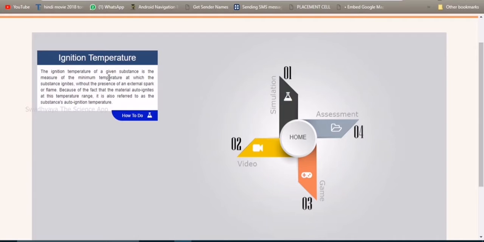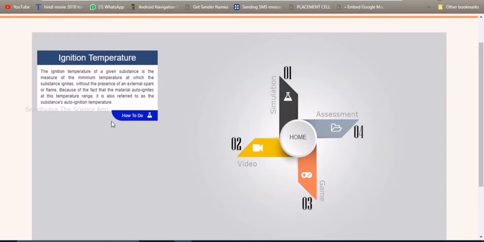Let's read it out. The ignition temperature of a given substance is the measure of the minimum temperature at which the substance ignites without the presence of an external spark or flame. Because the material auto-ignites at this temperature, it is also referred to as the substance's auto-ignition temperature.